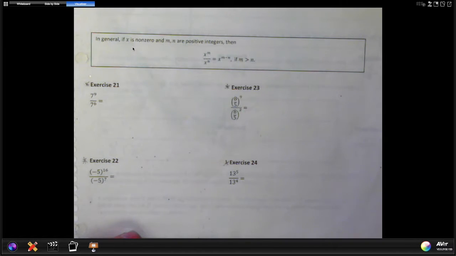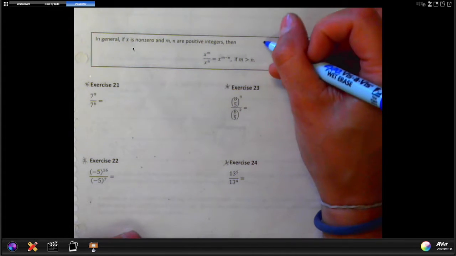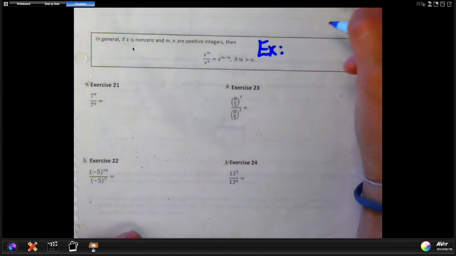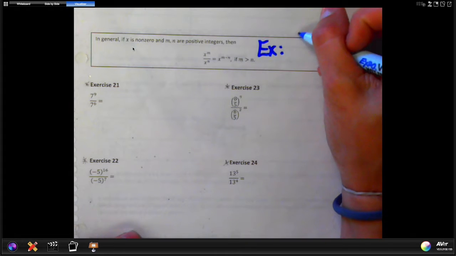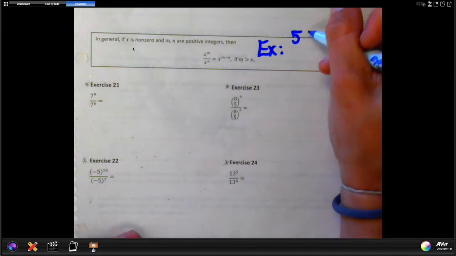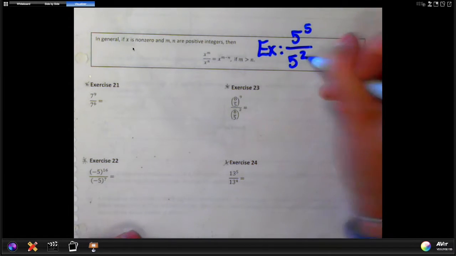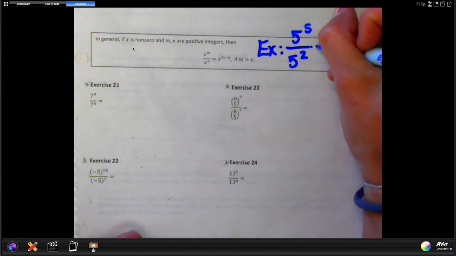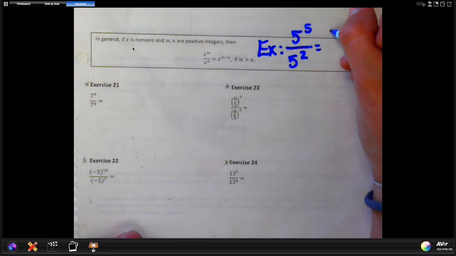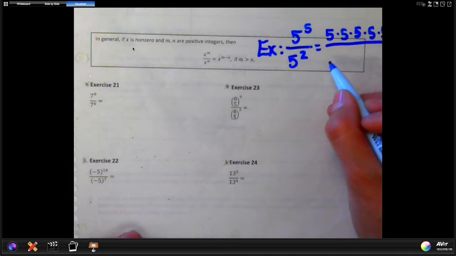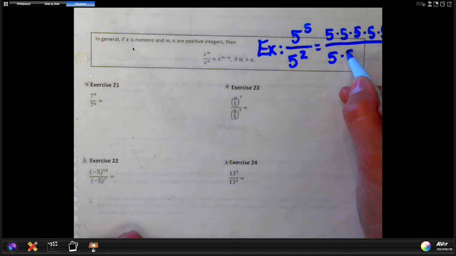So what we're going to start with is an example, and we're going to put it in right here so that I can explain using numbers. The example I want you to put is 5 to the 5th power over 5 to the 2nd power. Remember that 5 to the 5th power really means 5 times 5 times 5 times 5 times 5, multiplied 5 times. And 5 to the 2nd on the bottom is just 5 times 5.